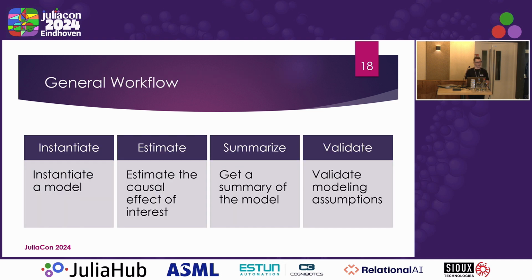And so what you saw in those two examples is a general workflow for all of the estimators in CausalELM. So you instantiate a model depending on what type of estimation you want to do. You estimate causal effects using the estimate causal effect method. You can get a summary of your model using summarize, and you can also use the British spelling here if you prefer. And you would, of course, again, want to validate your modeling assumptions, which you can do with the validate method. And this applies across all of the models in CausalELM.